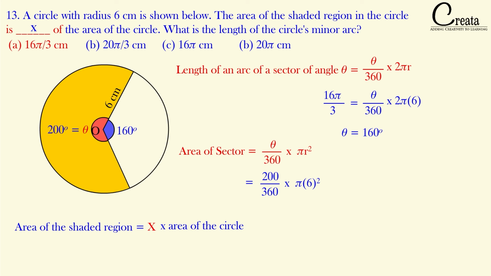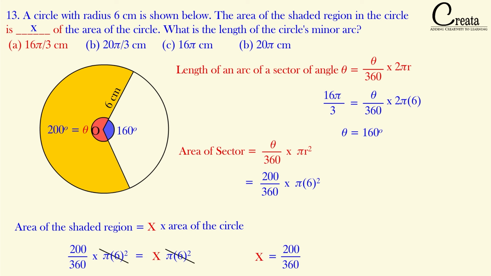And what is the area of the circle? It is pi r square. So this term will be equal to x times pi r square, and we have to find the value of x. Okay. Here radius is 6 centimeter. These two terms will cancel out with each other.